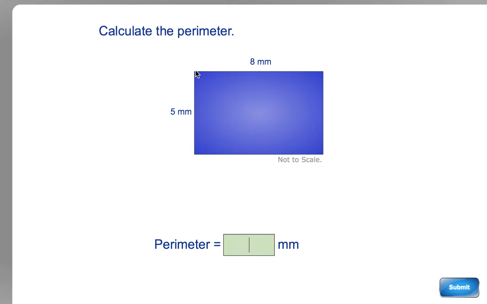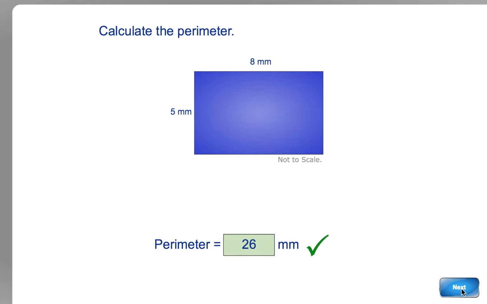So in this shape here, you've got 8 across here and 5 down here, but this would also be 8 and this would also be 5. So you've got 8 plus 8 plus 5 plus 5. 8 and 8 is 16. So I'm going to write that in. 5 and 5 is 10. So if I add them together, I'm going to get 26.